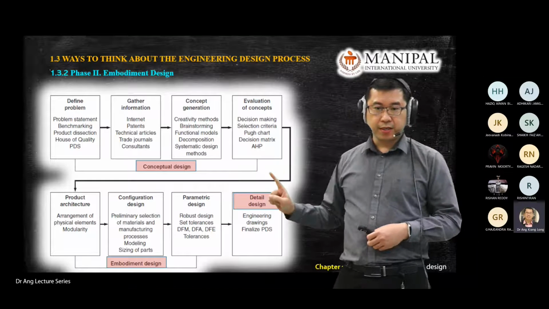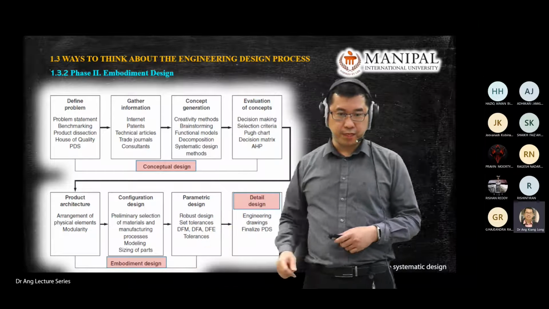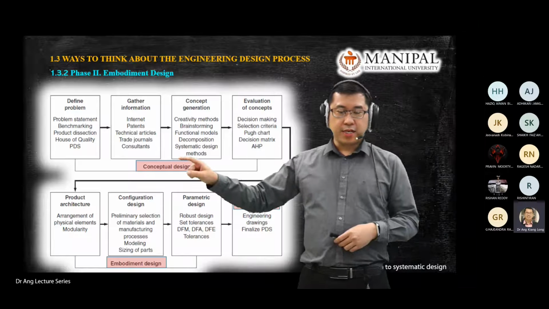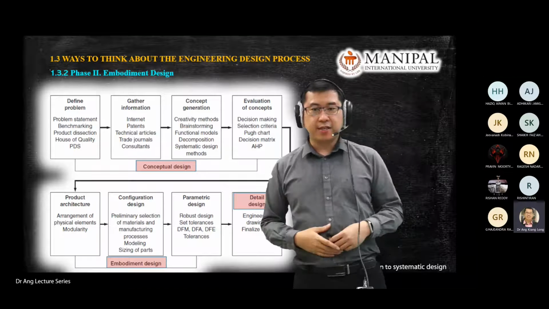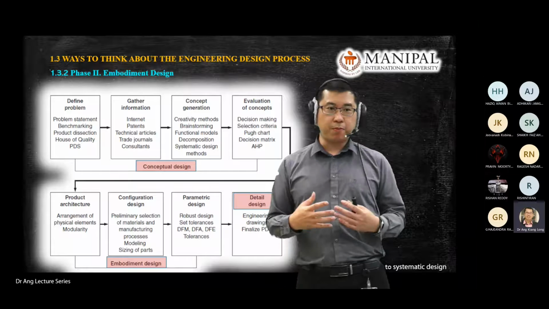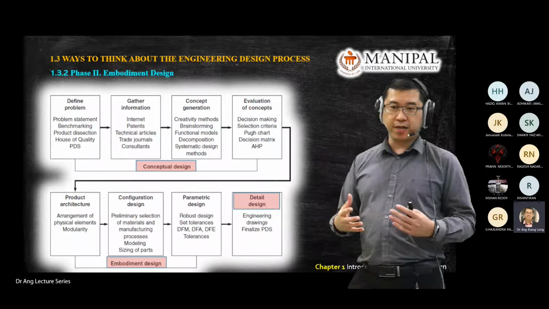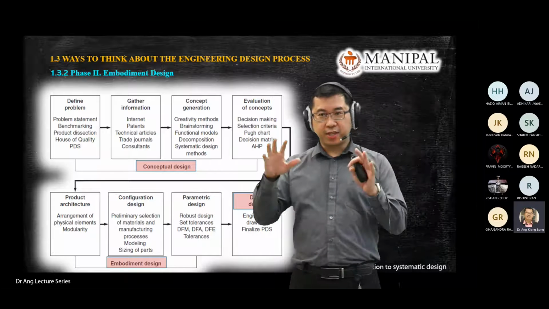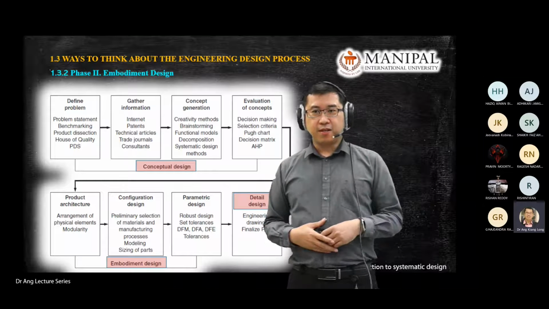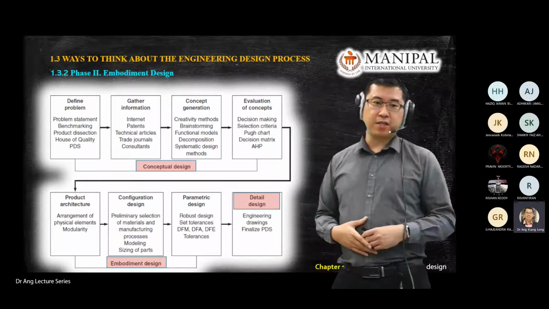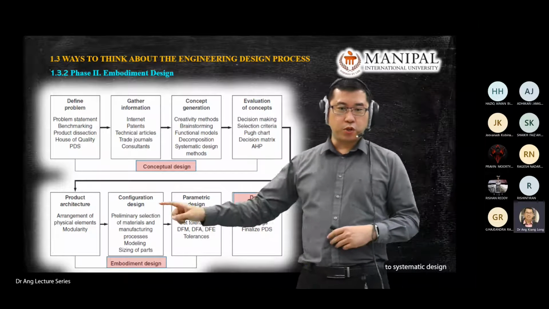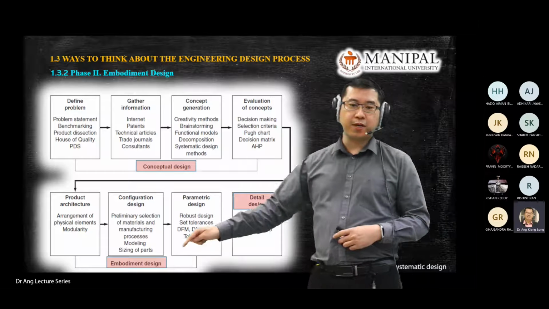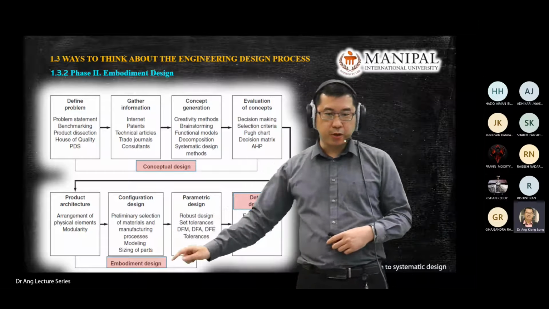After that, you will continue with embodiment design. What do I mean by embodiment? Conceptual design is like a skeleton. It's like you're building a humanoid robot. So you start with a skeleton. You start with the main frame or main structure of the robot. Then after that, you add in the function and the muscles for the robot. That's why we use the word embodiment design.